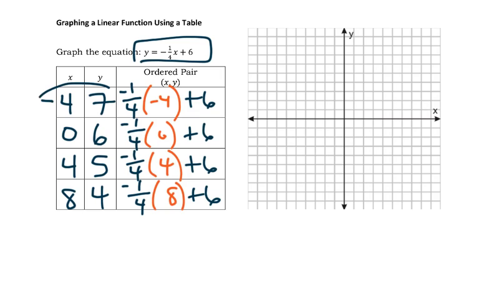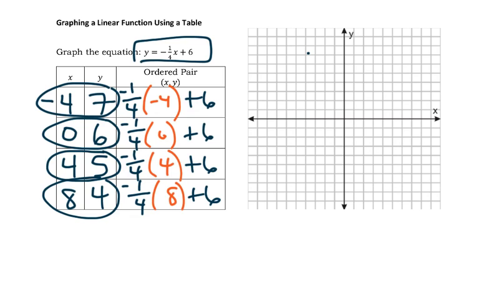So these are all points that I can plot on the graph, and if I plot them and connect them, I should get my line. So negative 4, 7, let's plot that first. We always start at the origin, move 4 to the left, 1, 2, 3, 4, and up 7: 1, 2, 3, 4, 5, 6, 7. So I believe it's right there.